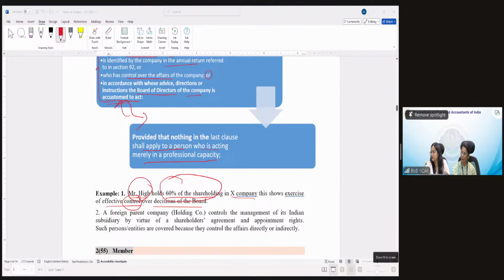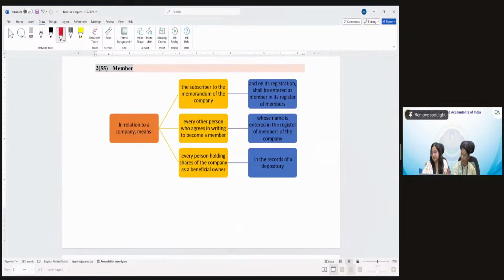Okay, the next definition is the members. You can see another example is also given for your reference. Now coming to the member. Again, Section 2 clause 55 reflects the term member. It says in relation to a company. Member should be considered in relation to a company, not in relation to a person. It shall be in relation to a company.